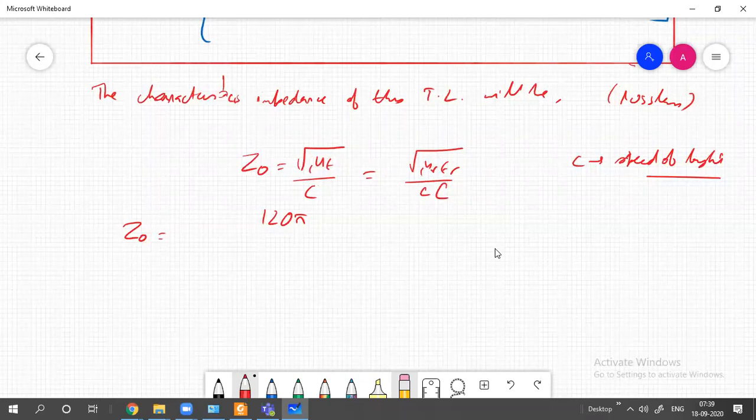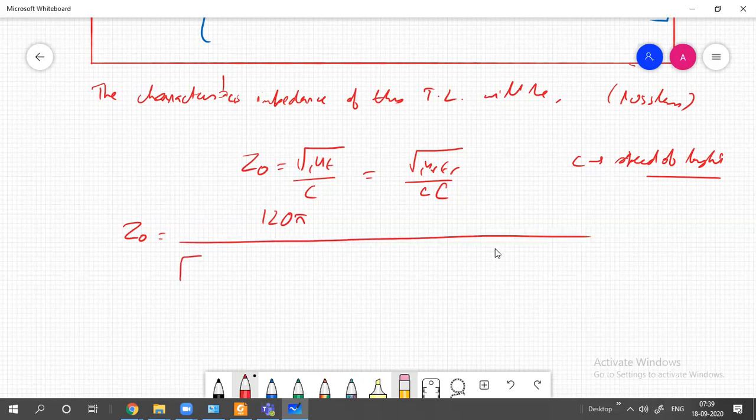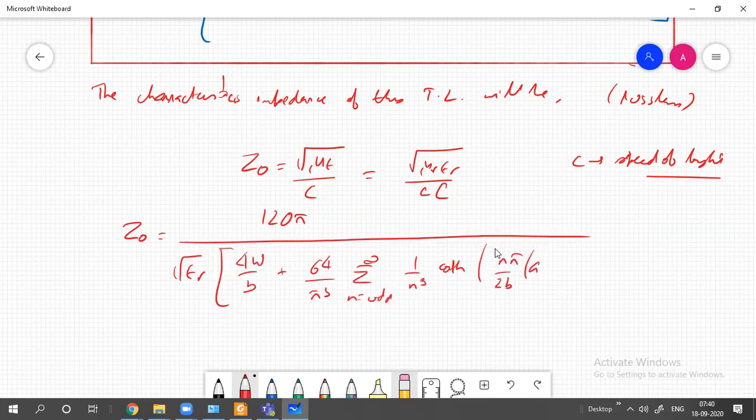120 pi over under root of epsilon r, 4w, 4w by b 64 pi cube summation n equals odd to infinity 1 over n cube cot hyperbolic n pi by 2b a minus w. I have a question whether 2 is there or not there. I will check it, then I will inform you.